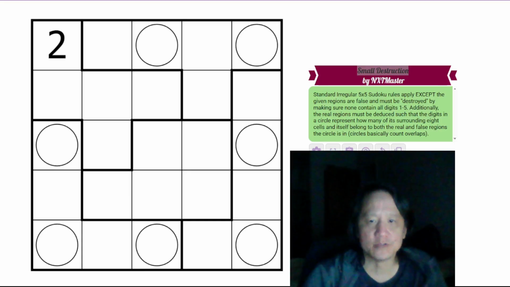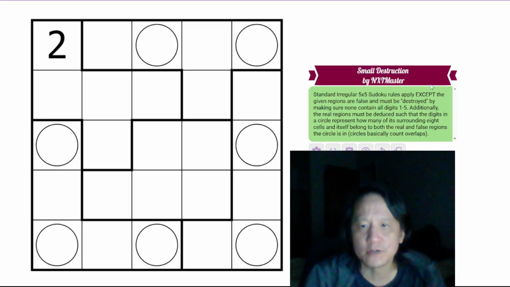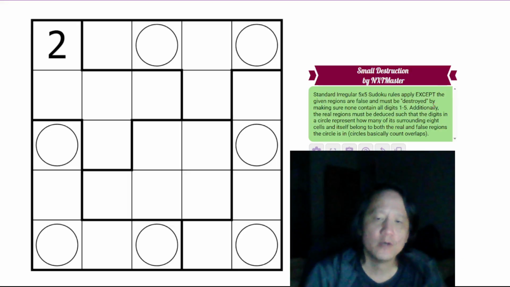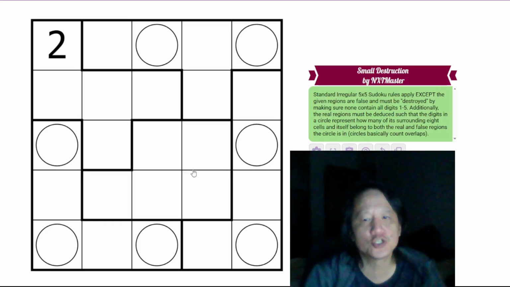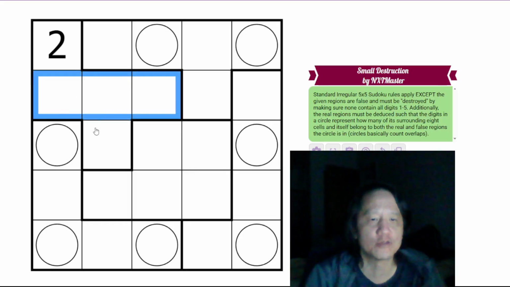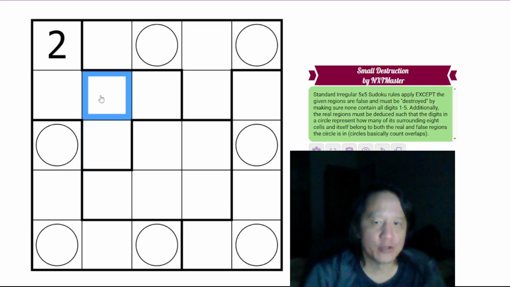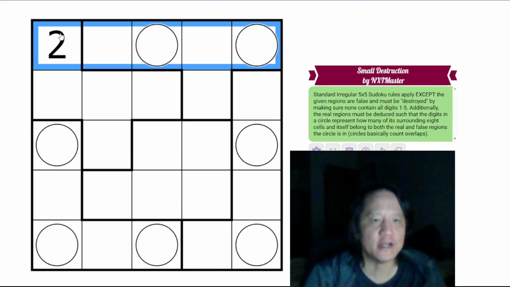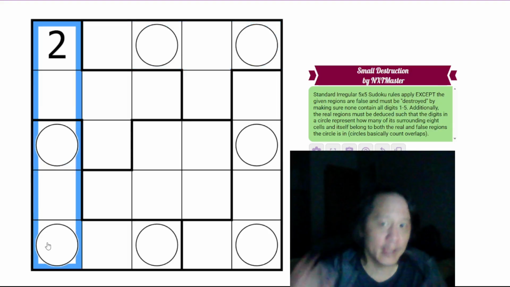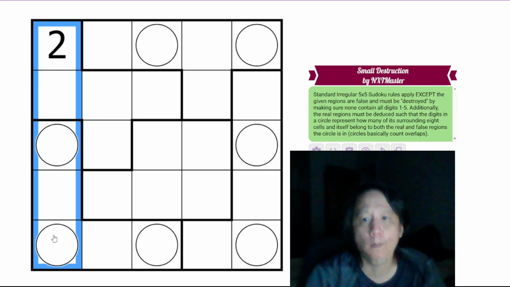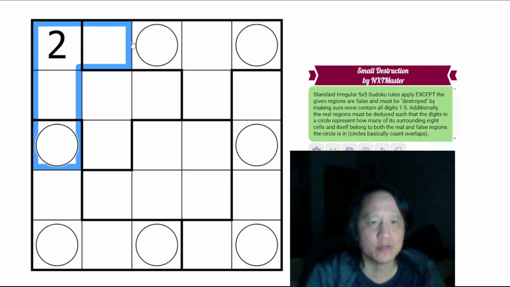Today's very easy puzzle is called Small Destruction by NXT Master. And here are the rules. Standard irregular 5x5 Sudoku rules apply, except the given regions are false and must be destroyed by making sure none contain all digits 1 through 5. So that means you have to have 1 through 5 in every row, column, and real irregular region once each.